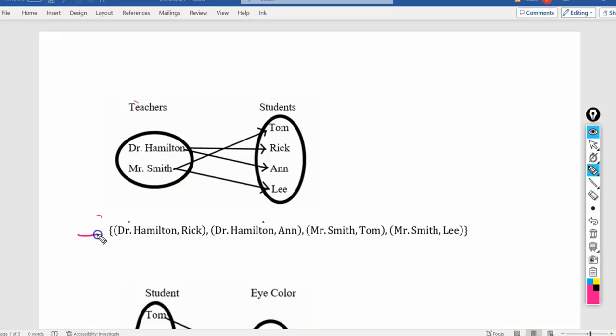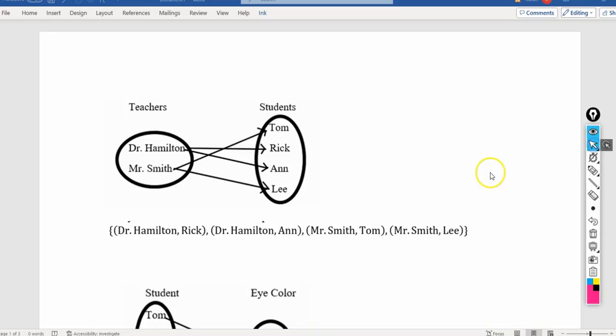Now, another way that you could describe this relation is from this set of pairings. And as you can see, Dr. Hamilton is first paired with Rick. And so we have that like coordinates of a point, a first entry and a second entry. Dr. Hamilton is also paired with Ann. Then Mr. Smith is paired with Tom, and then Mr. Smith is also paired with Lee. And so your first entries are elements in the domain, and your second entries come from your second set, which is the range. That's another way you could list this relation.